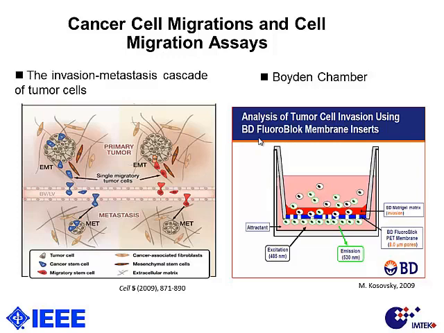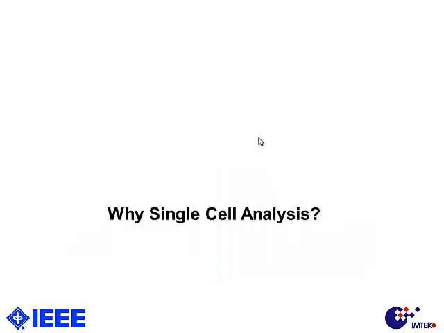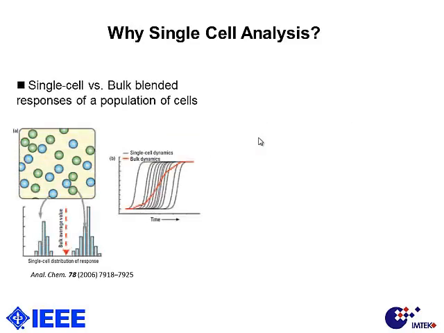The disadvantage of this equipment is that it cannot detect the signal from the initial state of the cell. After the cells move through here, they can count or somehow detect them, but they cannot find out some initial signal. So that's why we need single cell analysis.